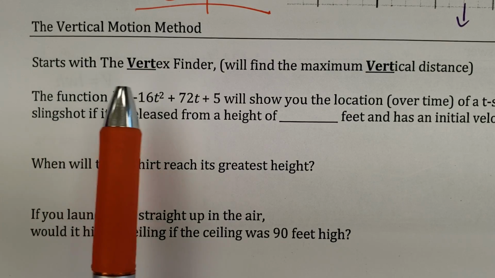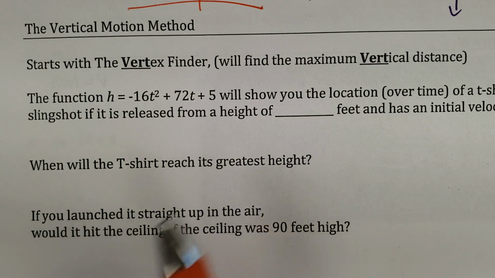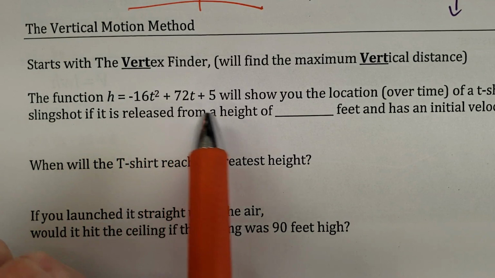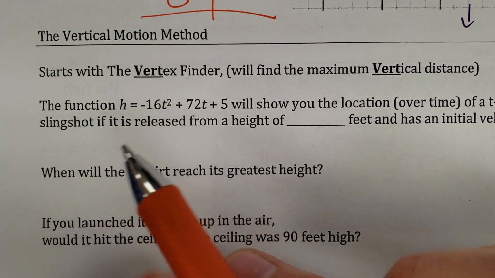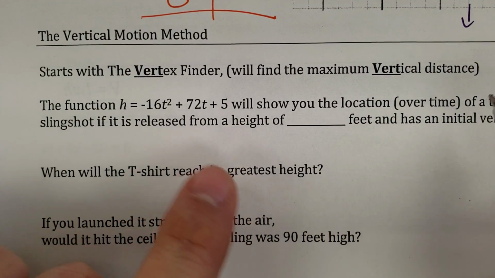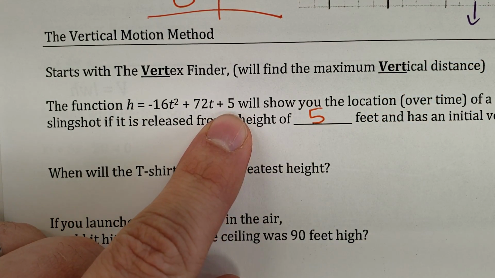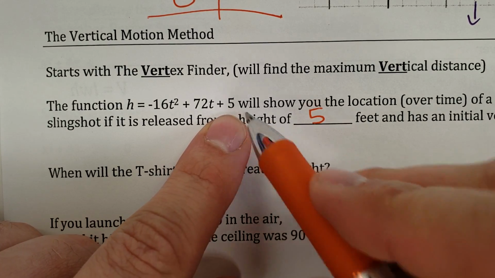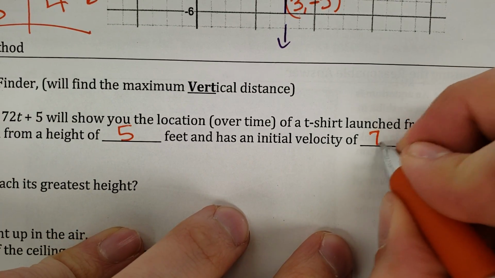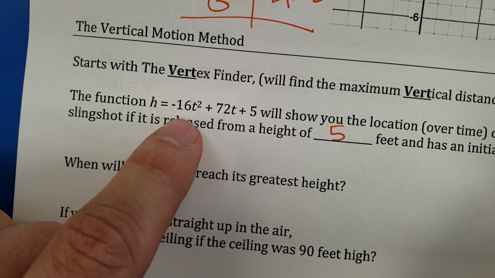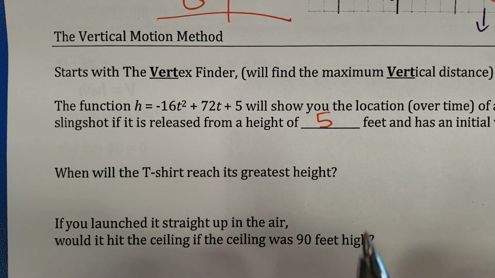So here we go. Starts with the vertex finder. It'll help you find the maximum vertical distance, aka the height. The function h equals blah blah blah will show you the location over time of a t-shirt launched from a slingshot if it is released from a height of... Now where was it released? Boom, this number. Released from 5 feet. This number tells you where it started. It has initial velocity of 72. Gravity is always the same. Gravity doesn't change, so these gravity functions are always going to have that guy right there.